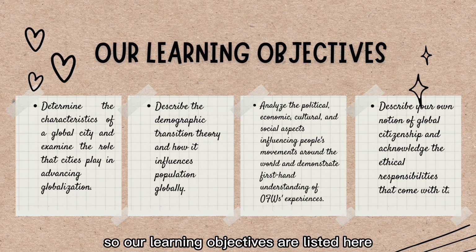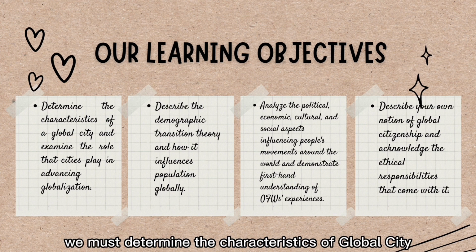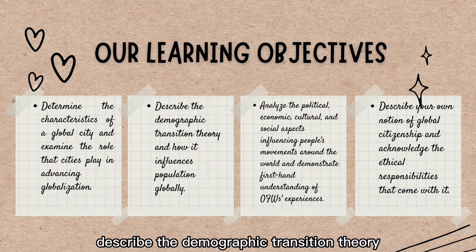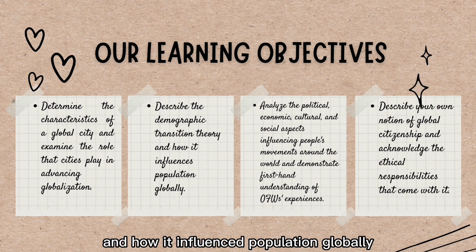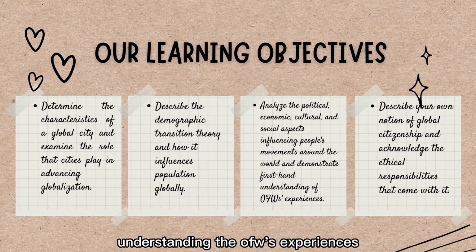So to formally start with our proper discussion, we must address global demography and citizenship in this conversation. Our learning objectives are listed here, so let's get started. First, we must determine the characteristics of a global city and examine the role that cities play in advancing globalization. Describe the demographic transition theory and how it influenced population globally. Analyze the political, economic, cultural, and social aspects of people's movement around the world, and demonstrate first-hand understanding of the OFWs' experiences.